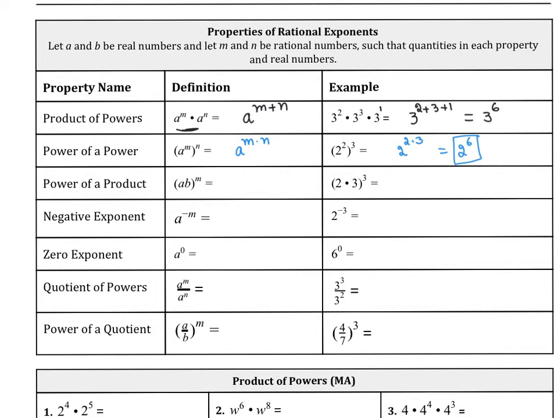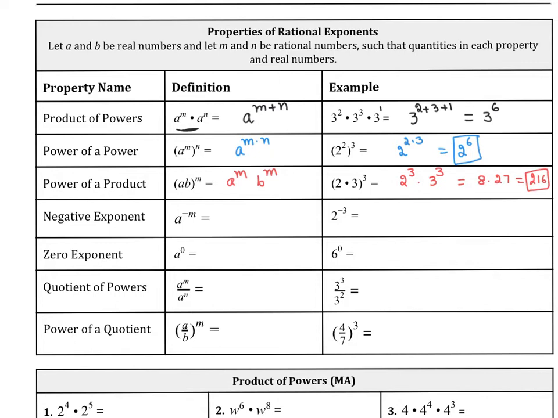Next is power of a product. So you're going to think of it like distributing this power with A and with B. So you're going to write it as A to the power M, distributing the power M with A, and then with B. So same thing here, 2 to the power 3 and 3 to the power 3. You can further simplify that if you want, and that's going to be 8 times 27. Going to be 216.